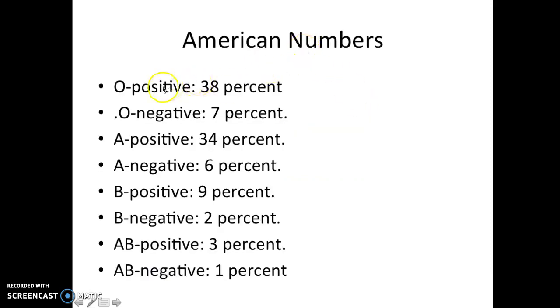So what are the percentages? If you're O positive and A positive, they're the most abundant of people. O negative, A negative, these are less common. AB negative is the least.